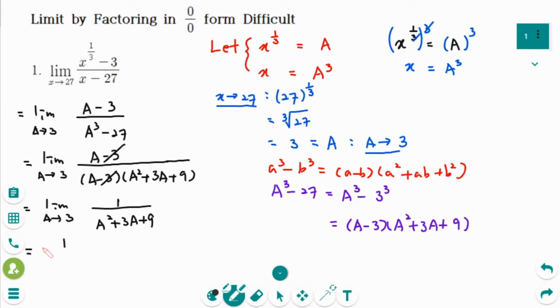Then put 3 into a. So 3 squared is 9. 3 times 3 is 9. Also 9, which equals 1 over 27. That is the answer.